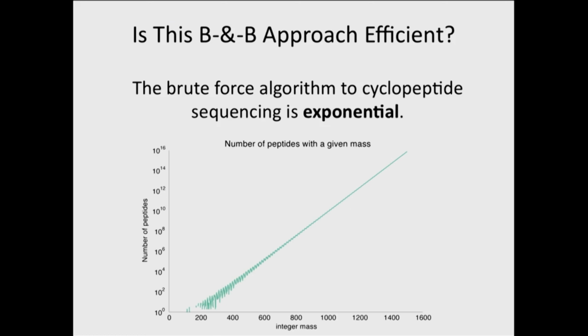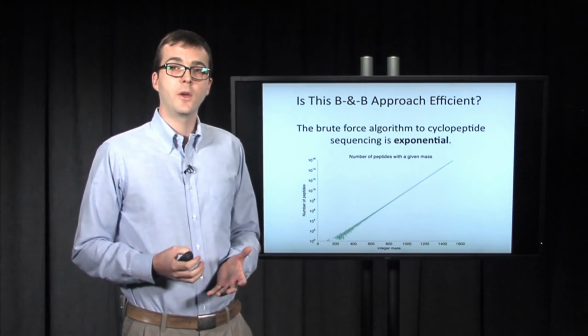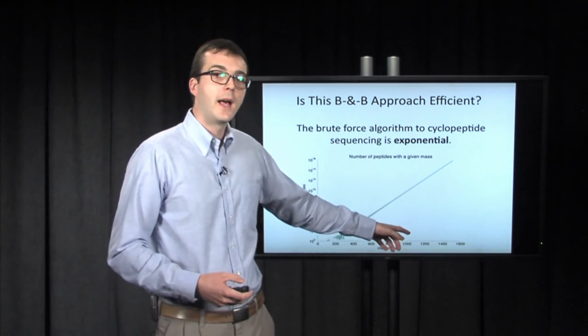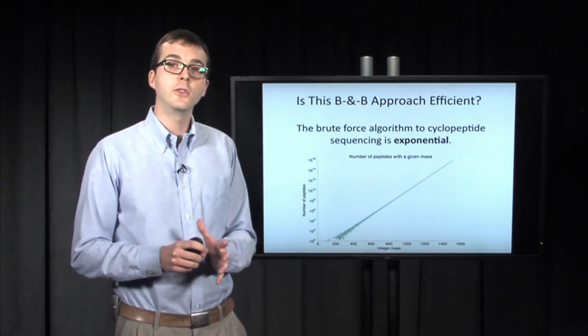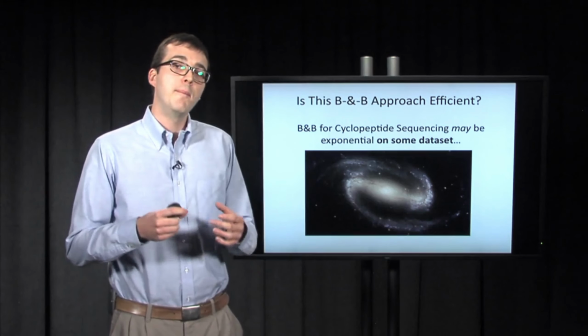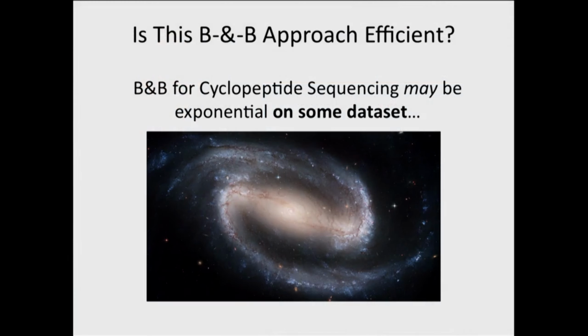So we've seen it works really well on an example, but we ask ourselves whether this algorithm is efficient in practice. The brute force algorithm that we saw before was exponential. By exponential, I mean that if you look at its input size, the number of steps it has to take, in this case the number of peptides it has to consider, grows exponentially with respect to the input size. It may be true that the branch and bound algorithm we've come up with is exponential on some data set. Somewhere way out in the galaxy, you can form some data set that takes a really, really long time to run, and it's prohibitive. But in practice, it's actually really fast.